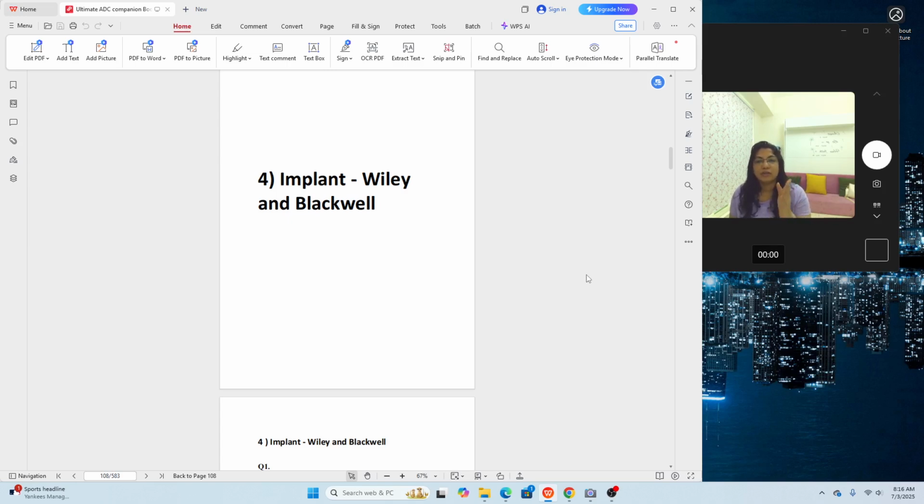Implant from Wiley Blackwell is the textbook that is recommended by the ADC resource. It's mentioned on their website. Obviously none of us have read this earlier, but I bought the book, read it, and I made MCQs, or rather SBQs, out of it, which are suited for the ADC exam, because these kind of questions are asked in the exam. They do ask you about implants.